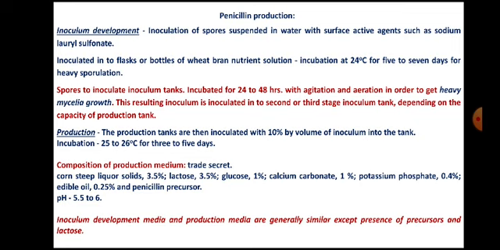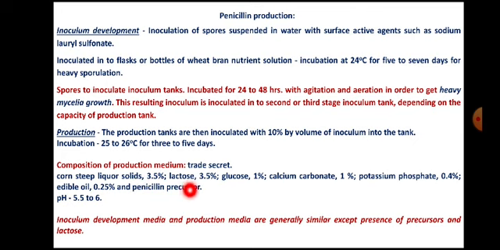Corn steep liquor is at 3.5 gram percent. Then there is a disaccharide, lactose, 3.5 gram percent. Then a monosaccharide, glucose, 1%. Calcium carbonate, which acts as a neutralizing agent. Potassium phosphate, edible oil, which acts as an antifoam agent. And the most important is the penicillin precursor.